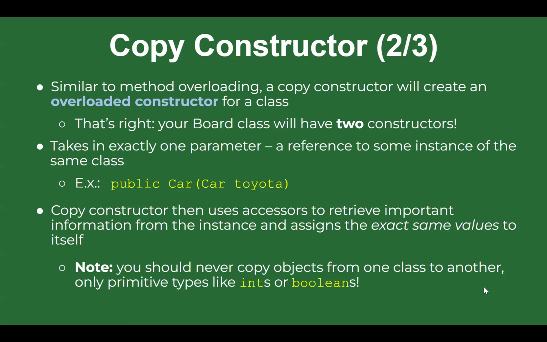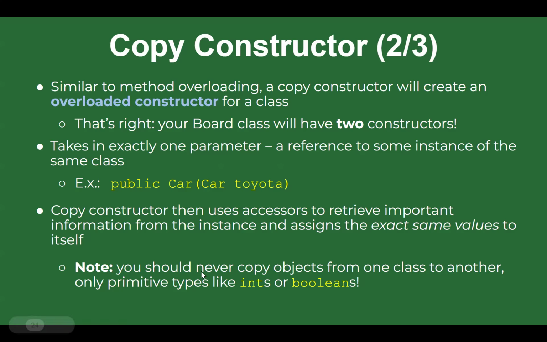So similar to method overloading, a copy constructor will create an overloaded constructor for the class. And literally in your code, your board class will have two constructors. One constructor should take in exactly one parameter, which will be a reference to some instance of the same class. So in this example, it's public Car, Car Toyota. And this is what a copy constructor might look like. The copy constructor will then use accessors to retrieve important information from the instance and then assign the exact same values to itself.